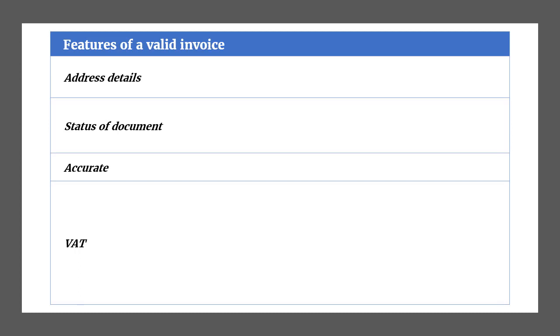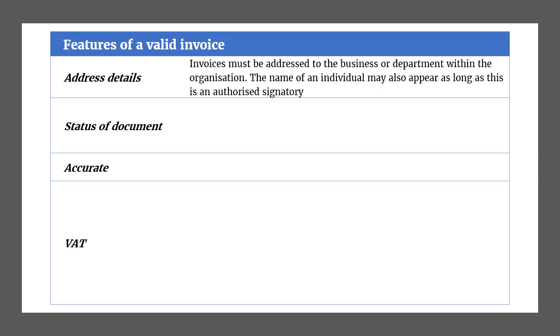The features of a valid invoice include things like the address, status of a document, how accurate that document is, and VAT, areas of VAT. So let's look at the address. Invoices must be addressed to the business or department within an organization. The name of an individual may also appear as long as this is an authorized signatory.